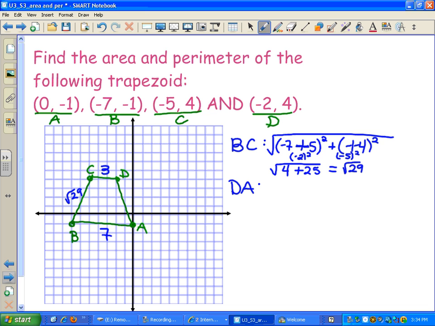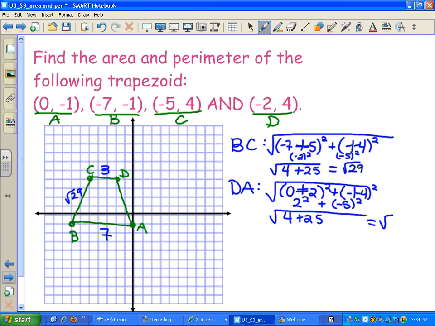And now I'm going to go ahead and find DA. So I'm going to use the distance formula. I'm going to go 0 minus -2 squared, plus -1 minus 4 squared. Well, this will become a plus. So 2 squared here, plus, this will be a -5 squared. Well, 2 squared is 4, plus 25 ends up being the square root of 29.